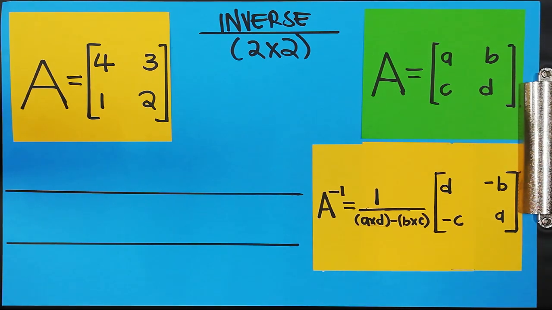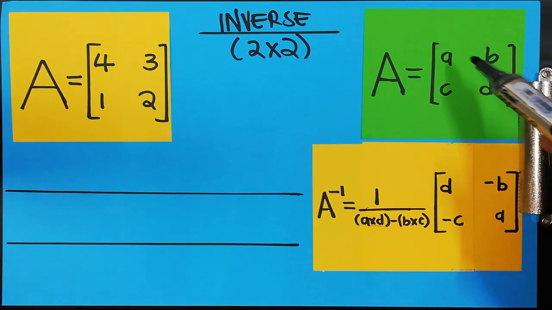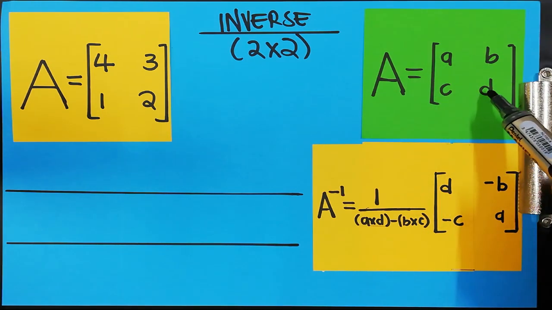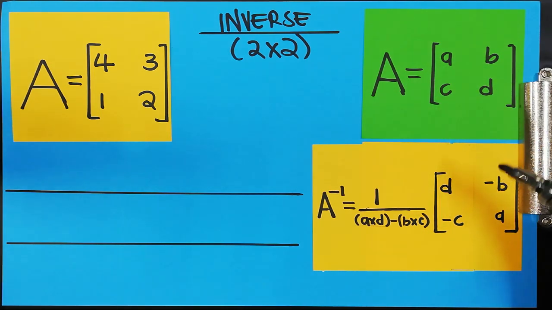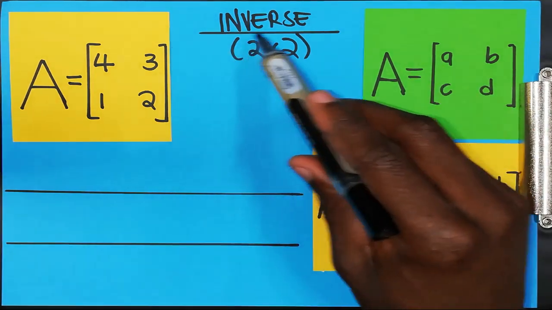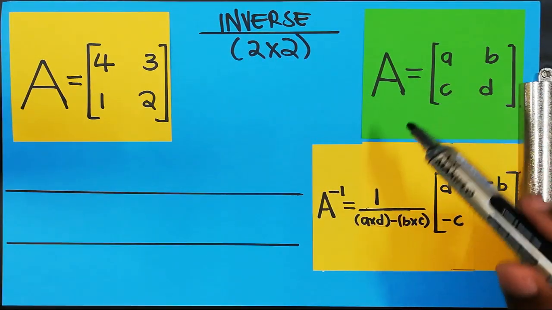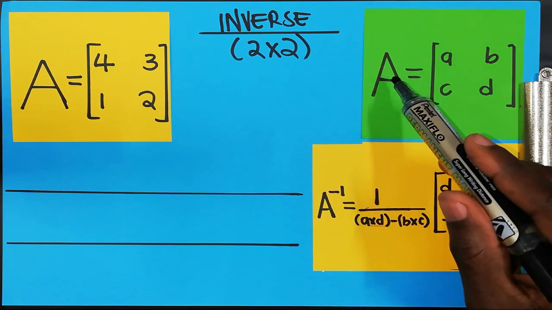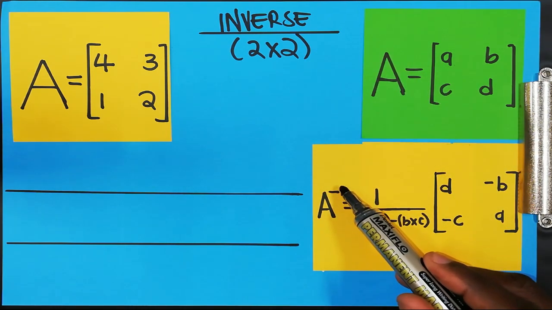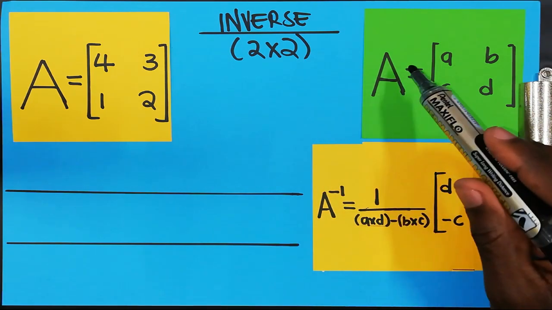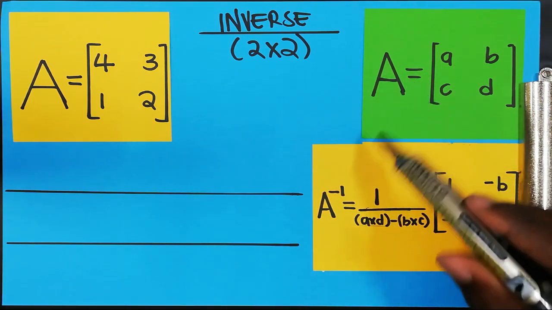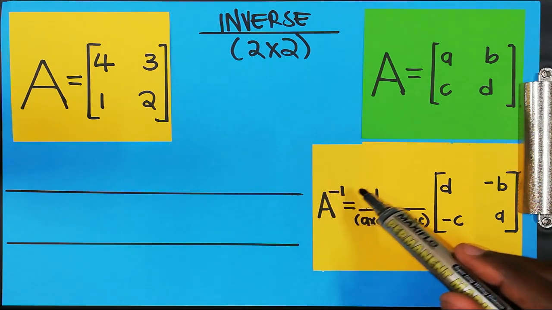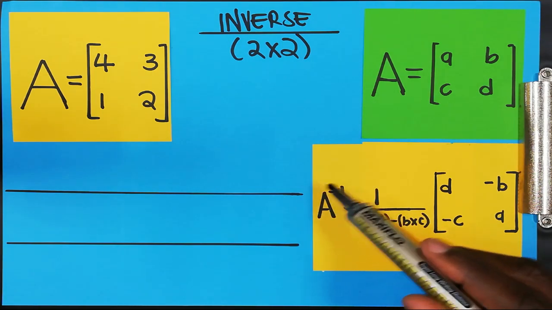Okay, now let's say you have matrix A with these elements A, B, C, D. How do you find the inverse of this matrix? This is the representation of matrix A. So you just put a -1 in front of whatever matrix letter you're using. Say if it's matrix B, you will have B -1. That will represent the inverse of B.